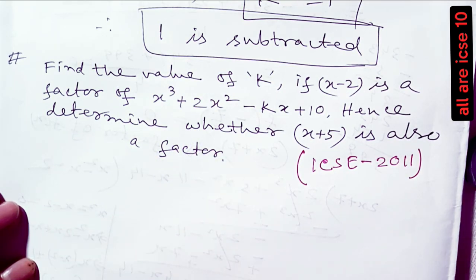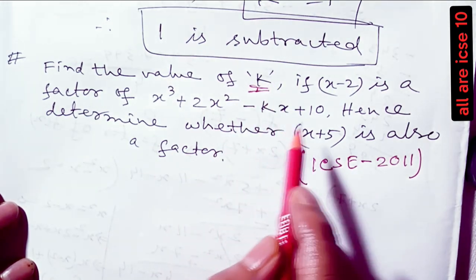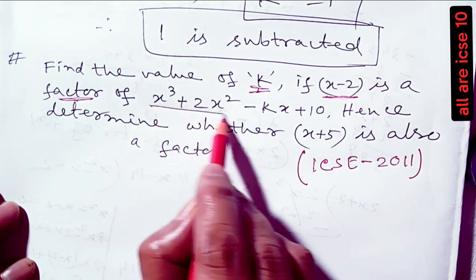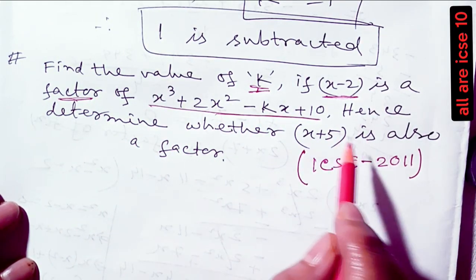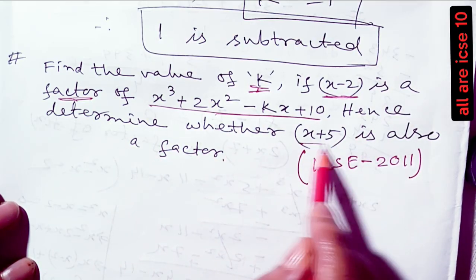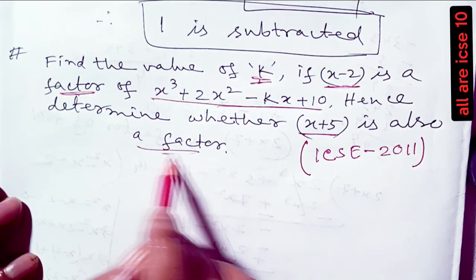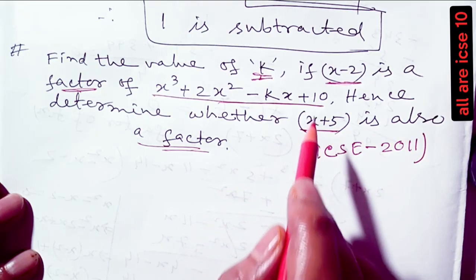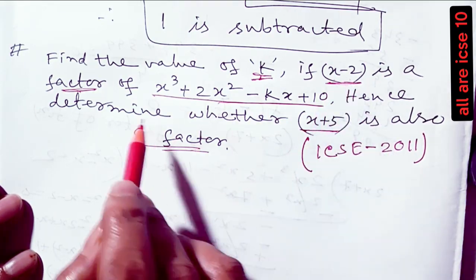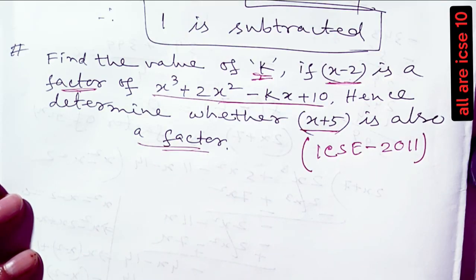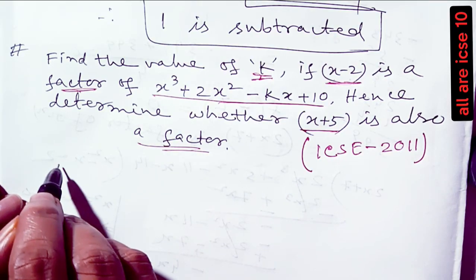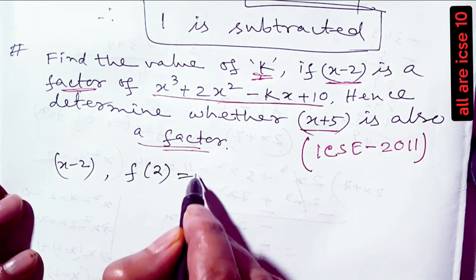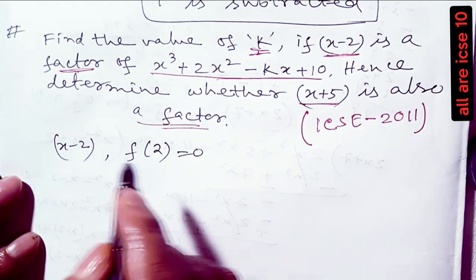Now question is find the value of k if x minus 2 is a factor of the expression, and hence determine whether x plus 5 is also a factor. First we find the value of k. If x minus 2 is a factor, so from factor theorem, f2 will be 0.